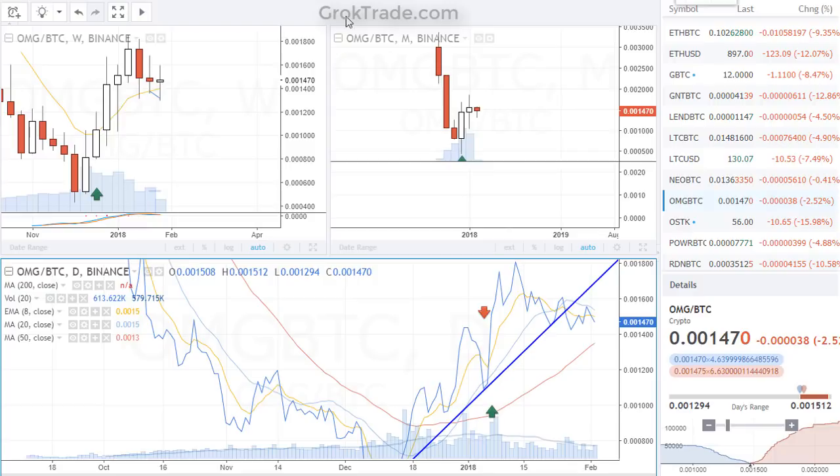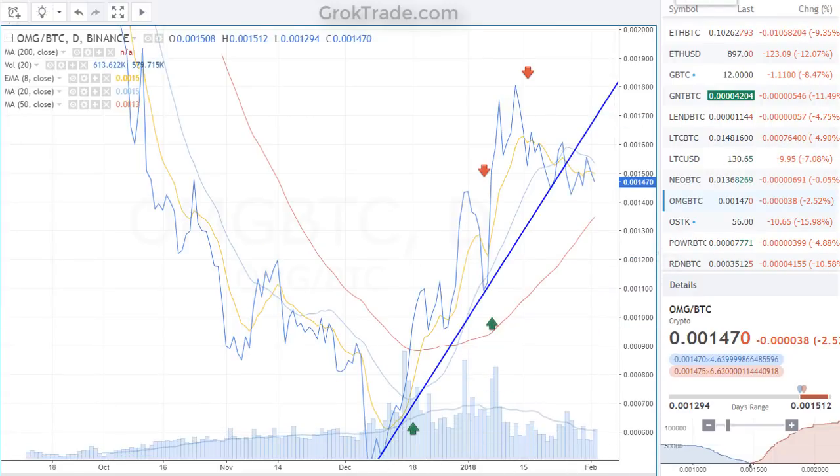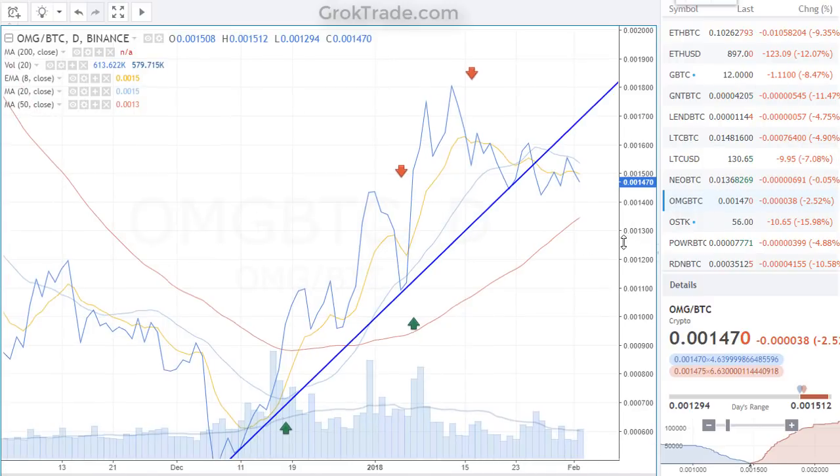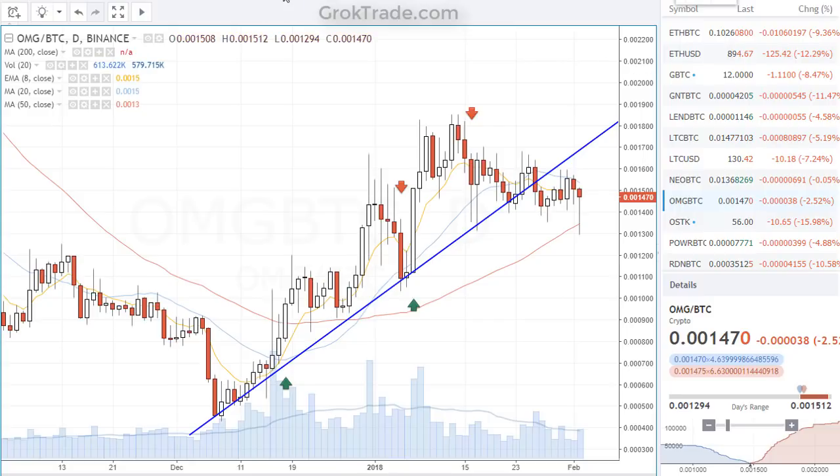Like if I go to a line chart, you can see it better. Let me go to a full screen. I want you to really see the power of this. So we have support, support, support, support, and now that support is resistance. If I make this a candlestick chart, you'll see it. Support, support, support, support, support, now is resistance.